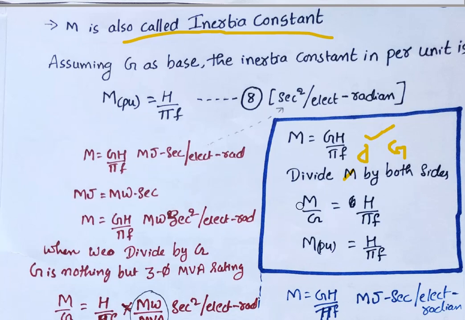So M by G, where M is my actual and G is my base, is my M per unit. So here H by pi F, as G and G get cancelled. So the unit is written as second squared per electrical radian. How is this second squared per electrical radian? We'll see.